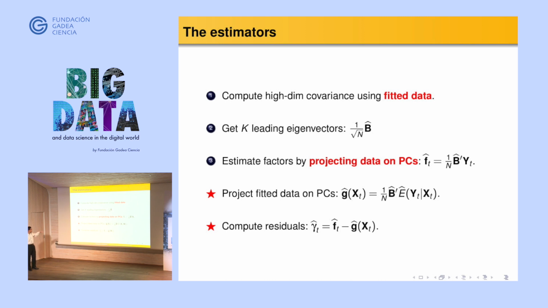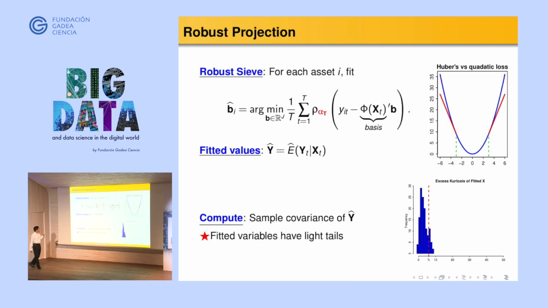Here are a few lines of detail, which are probably not important. Basically, you compute a high-dimensional covariance matrix using your fitted data, and now you proceed pretty much the same way as you do principal component analysis. You calculate the leading eigenvectors. You project your data on the leading eigenvectors. This is your latent factor, and so on and so forth. So it's pretty much the same.